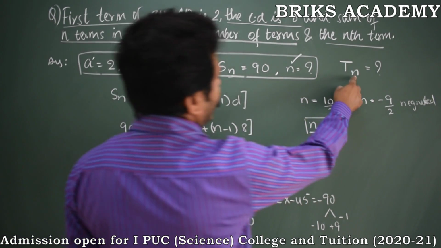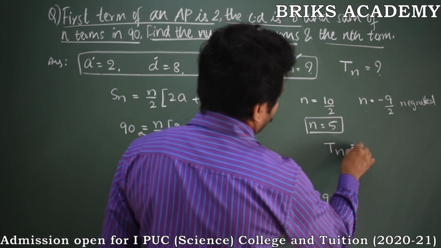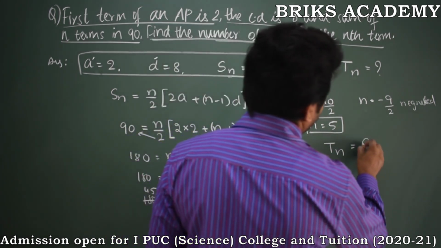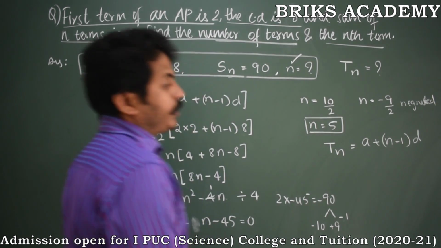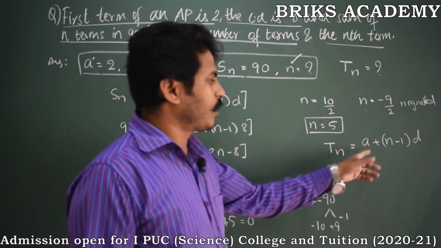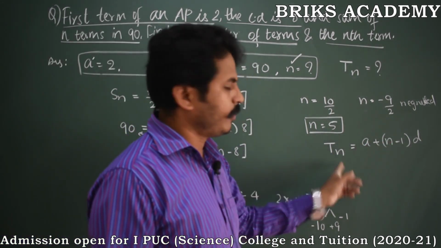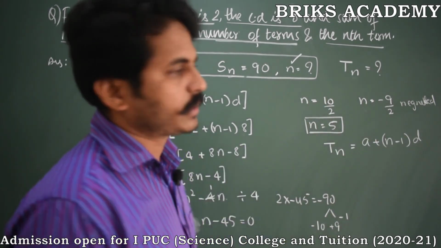Next they ask you to calculate the nth term. What is your nth term formula? a plus n minus 1 into d. You can use the Sn formula also, n by 2 into a plus nth term. But since I know n, d, a, I am using this formula. Even if you use the Sn formula, you will get the answer.